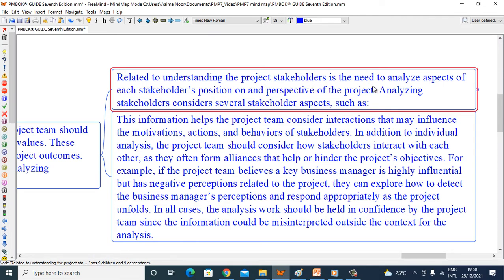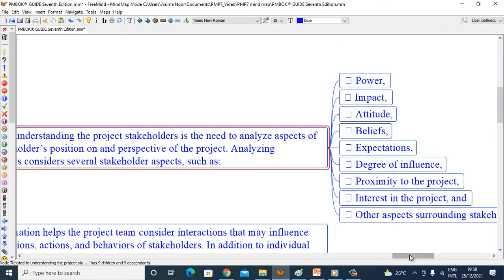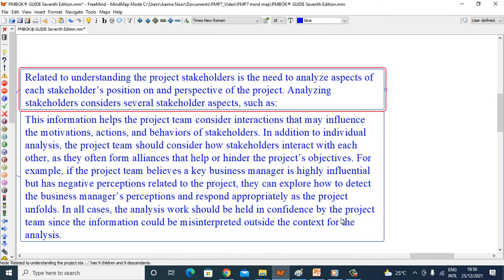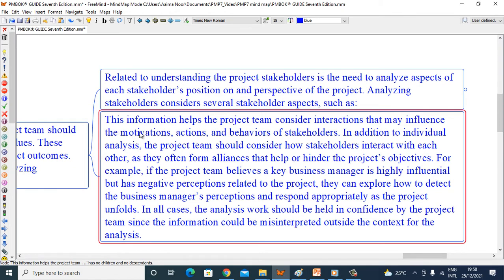Related to understanding the project stakeholder is the need to analyze aspects of each stakeholder's position on and perspective of the project. Analyzing stakeholders considers several stakeholder aspects such as power, impact, attitude, beliefs, expectation, degree of influence, proximity to the project, interest in the project, and other aspects surrounding stakeholders' interaction with the project. This information helps the project team consider interactions that may influence the motivations, actions, and behaviors of stakeholders. In addition to the individual analysis, the project team should consider how stakeholders interact with each other, as they often form alliances that help or hinder the project's objectives.